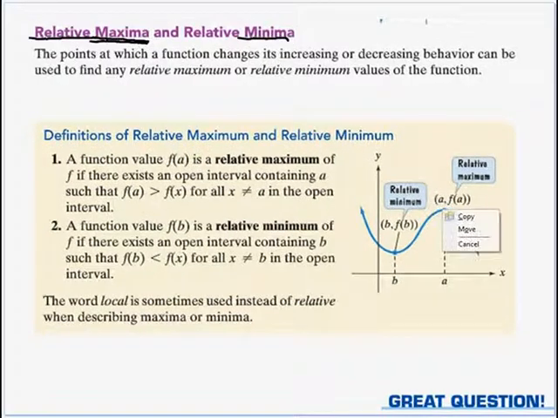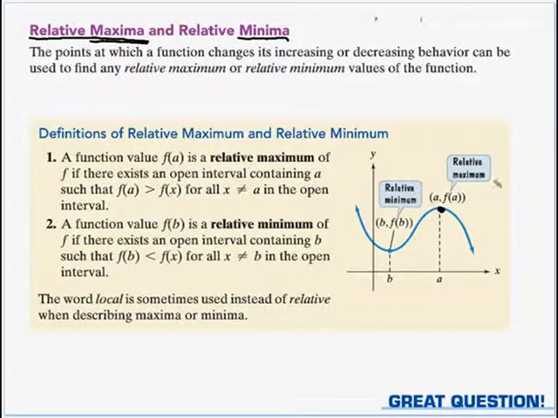Here's our f of a. It's bigger than all the other y values around it because they're all on the other side of the hill, either going back down on either side. A function value f of b is a relative min if f of b is less than all the other x's around it. So here's f of b, bottom of a valley. All the points around it are a little bit higher, so that makes f of b a relative min. In some books you'll see the word local used instead of relative, like local min or local max.